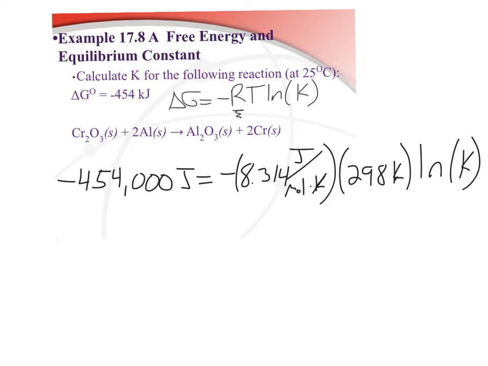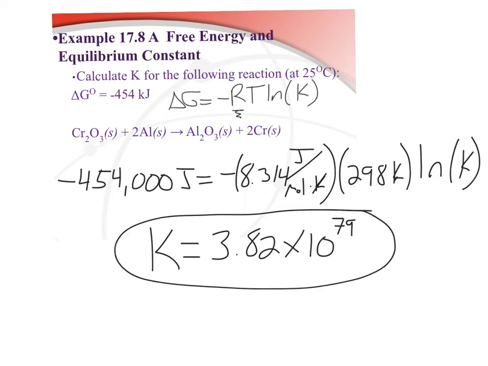If we rearrange that and solve for K, using the second natural log button, e to the x, K is going to come out to be 3.82 times 10 to the positive 79th power, which is huge. And delta G is very favorable, negative 454 kilojoules. So that favors the products pretty heavily. We can see that with the equilibrium also. So this is a very favorable reaction.